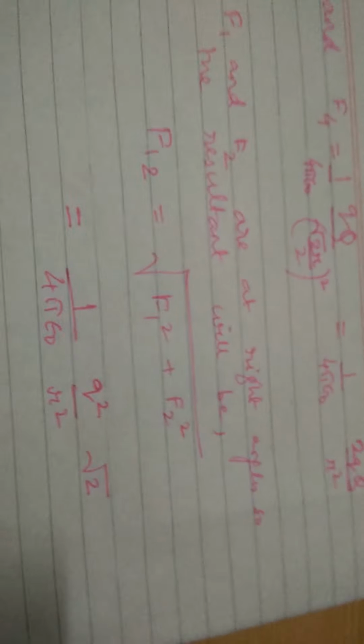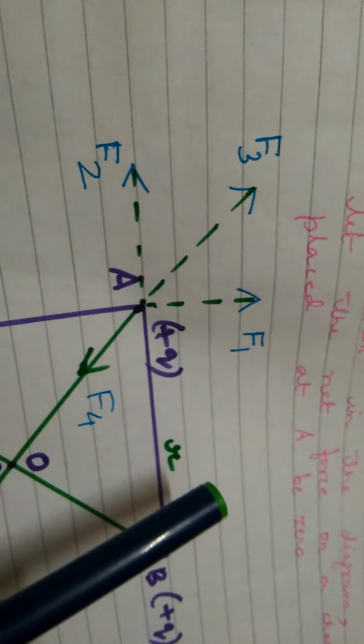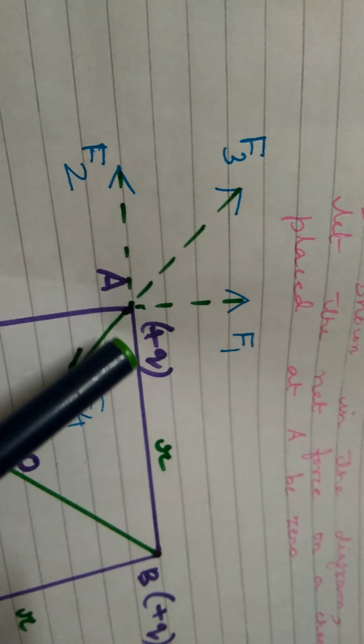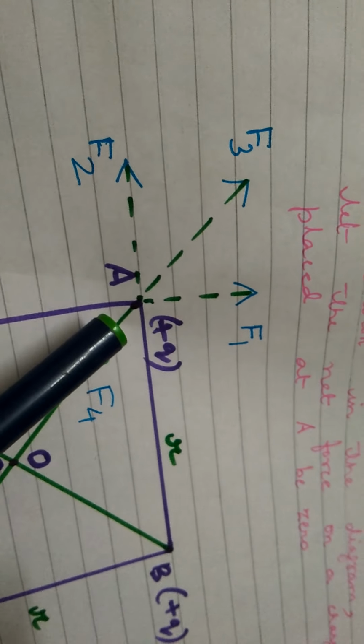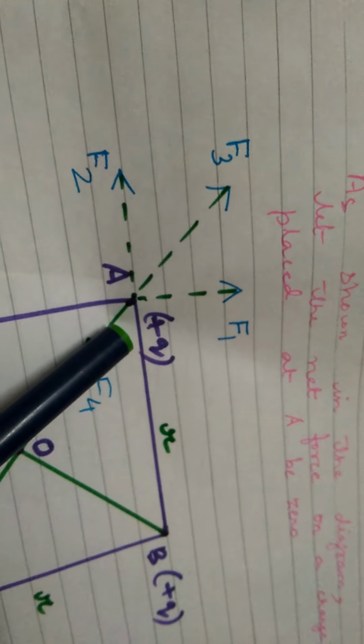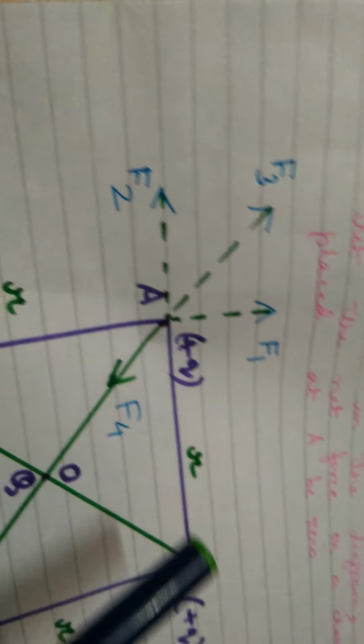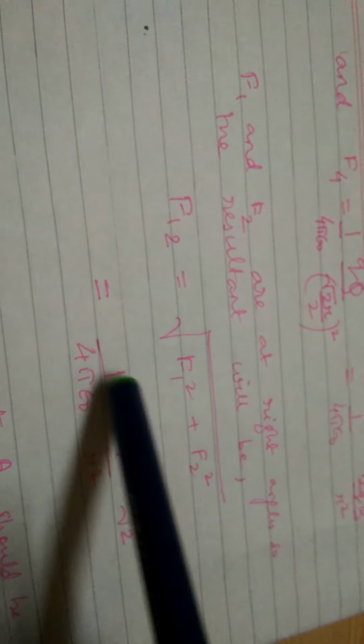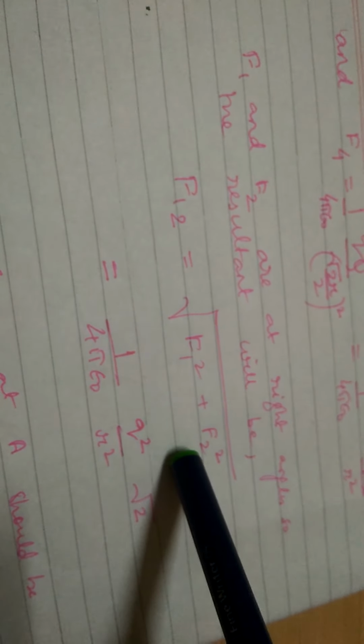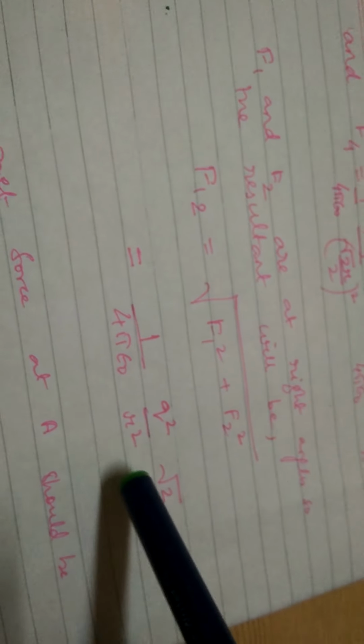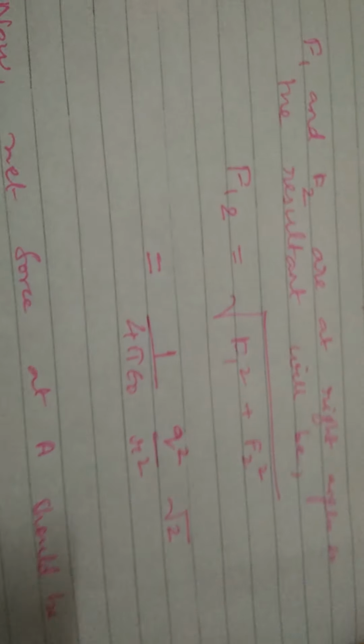Now simply we cannot add because F1 and F2 are at right angles. So resultant of F1 and F2, F12 has to be found out first. That has to be added with F3 and F4. So F1 and F2 are at right angles. So what is the resultant? F12 is root over F1 square plus F2 square. If we calculate, this is what we get.